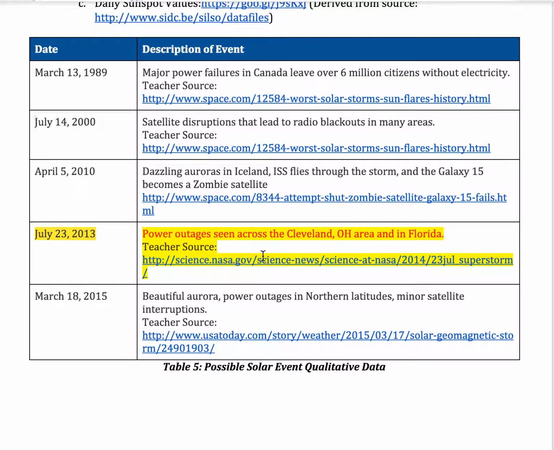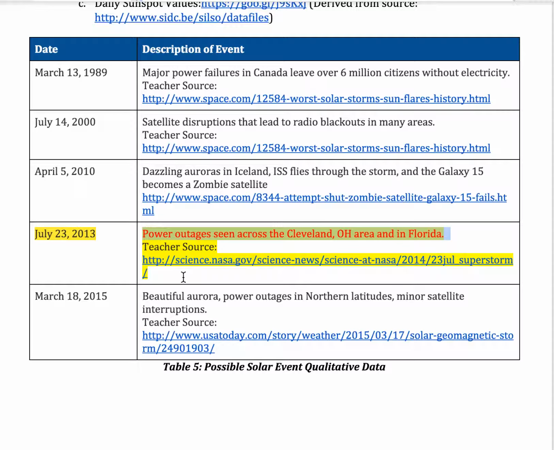So you could do an extension activity here and ask the students to do two things really. You could ask them to actually determine why power outages were seen in Cleveland and Florida. Well, I'll tell you, what you will find as they go through and look at perhaps National Weather Service data or NOAA data is that there were significant terrestrial weather storms, thunderstorms that caused power outages in both of these areas. That was the reason, nothing solar. But you could also have them do some research about the July 23rd event to show why it didn't have an impact here because of the fact that it was a near miss.